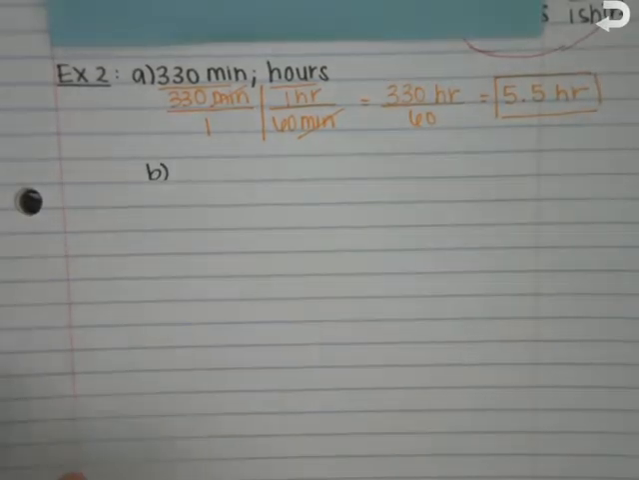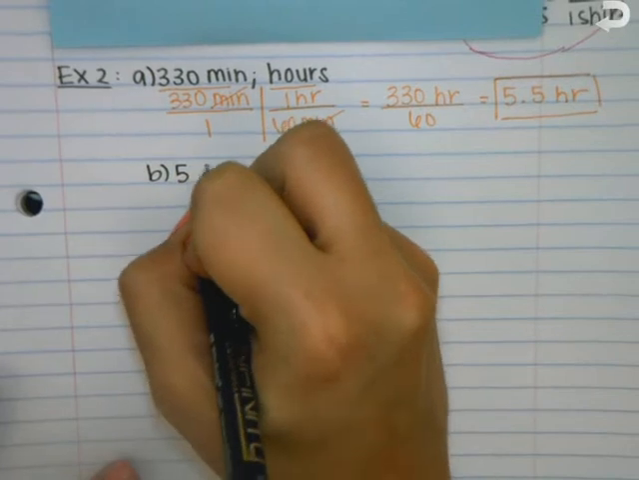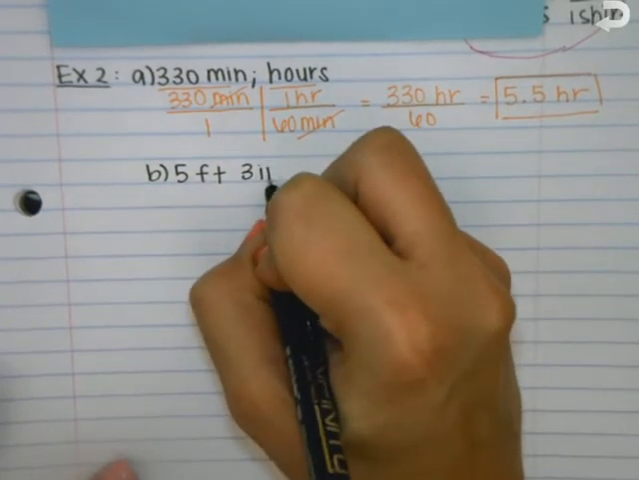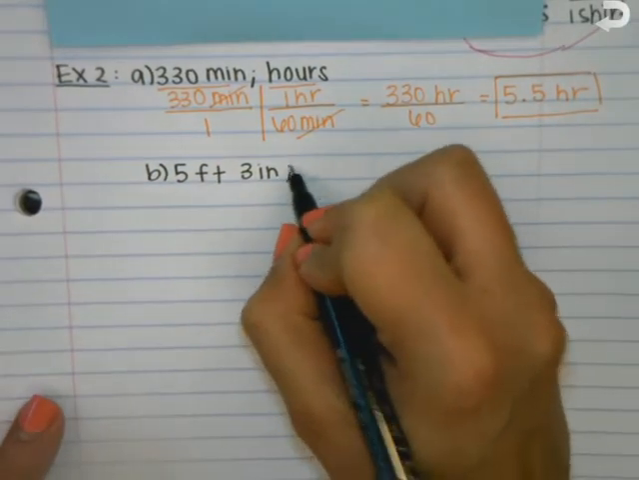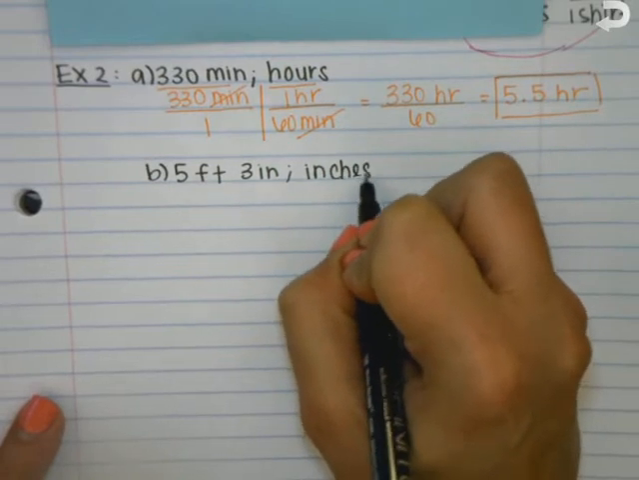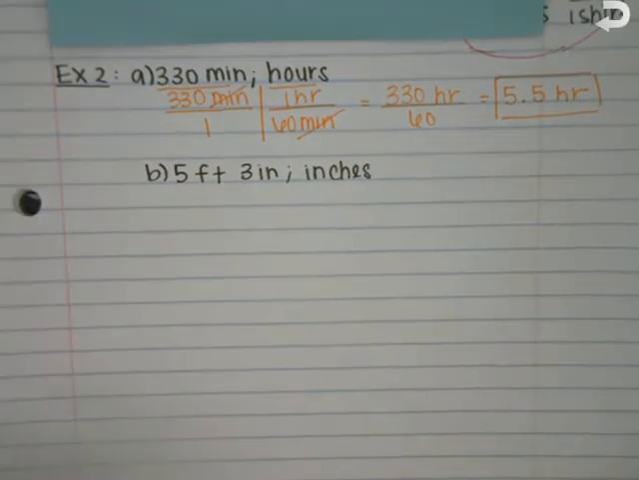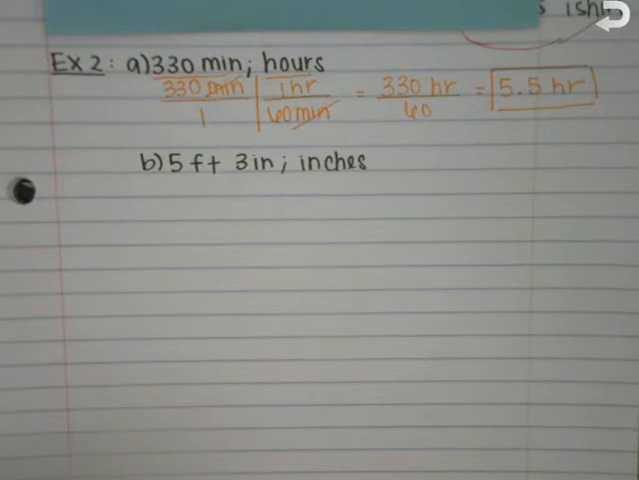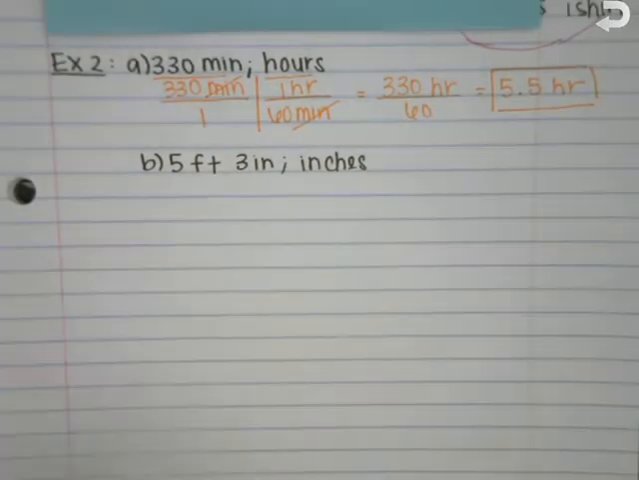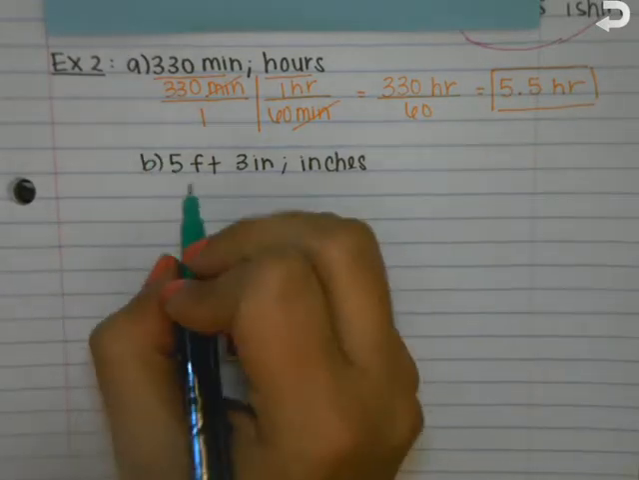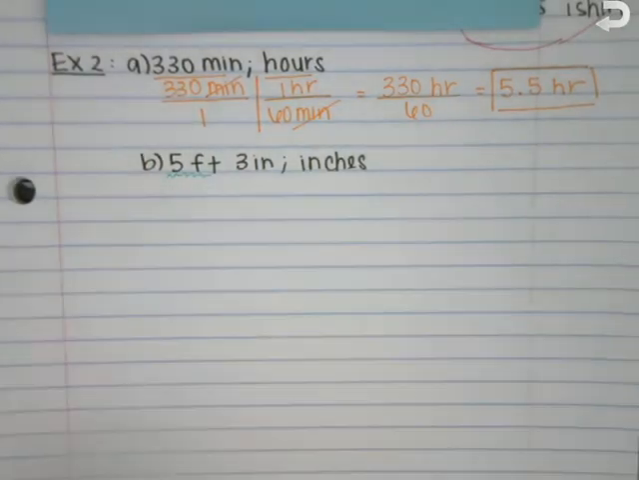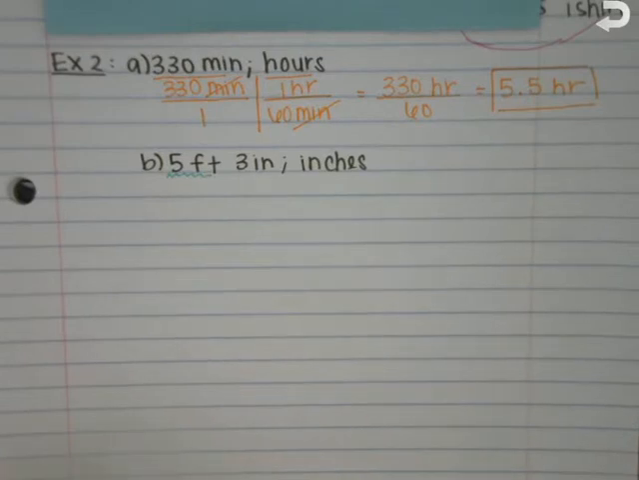Okay, part B, I want us to convert 5 feet 3 inches into just inches. So the reason why we're doing one like this is because, think about it. If I have 5 feet 3 inches, do I have to convert this whole thing? No. Abe, what do I only have to convert? 5 feet. Just the 5 feet. And then what can we do with the 3 inches at the end? Add it. Just add it. So let's set it up.